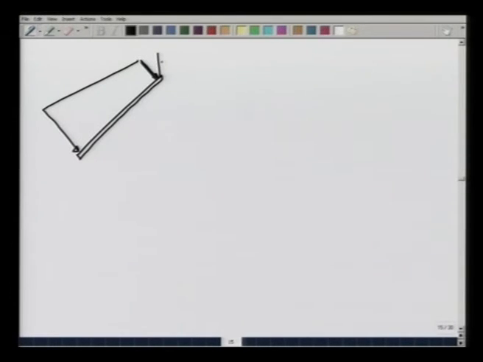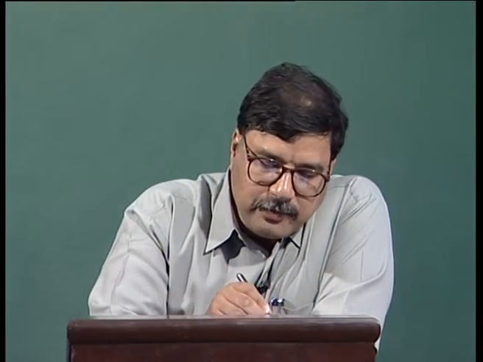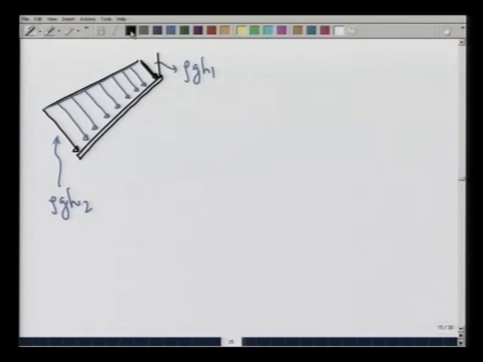Here it is rho g h1, let me write it in blue, rho g h1, at this point it is rho g h2, and somewhere in the middle it acts. So, loading is like this. I would like to clarify one thing here, that this loading that we are taking to be linear is going to be true only in the case when the sheet is rectangular.